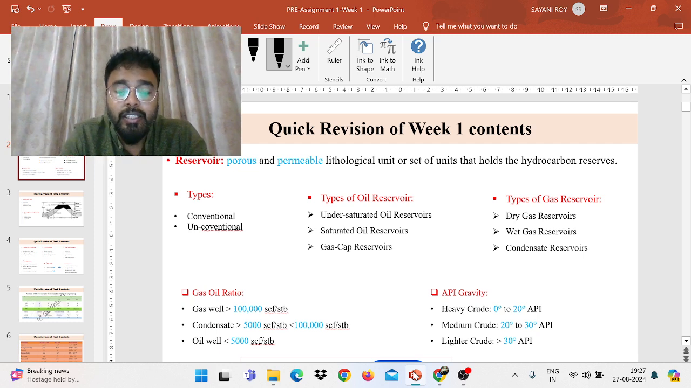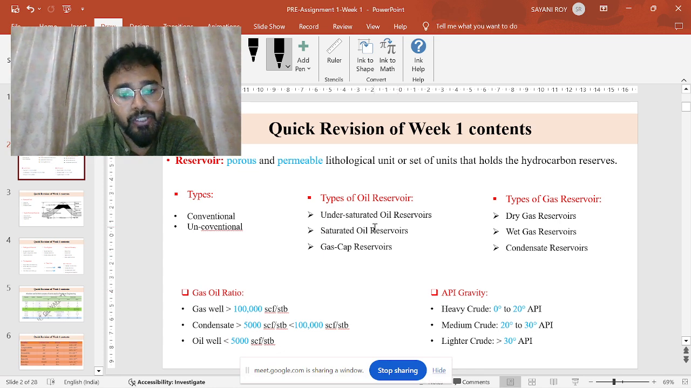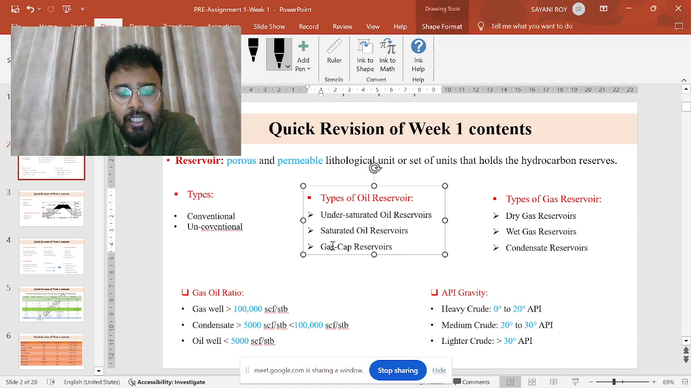So in the reservoir, if the pressure is above the bubble point, then there is no gas in this reservoir. But in those reservoirs where the pressure is below the bubble point, there will be associated gas in the reservoir called the gas cap. So if initially when you discover the reservoir, it is below the bubble point, then it is called a gas cap reservoir. It is a type of saturated oil reservoir. You can take it as a third type of reservoir, or can just say it's a type of saturated oil reservoir.